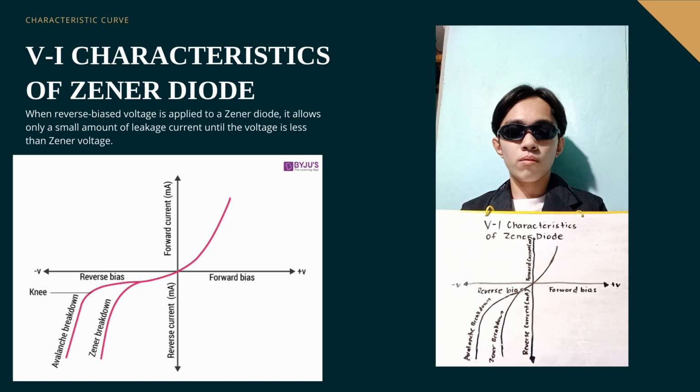So, sa reverse characteristics of Zener diode, when a reverse voltage is applied to a Zener diode, initially, a small reverse saturation current I0 flows across the diode. So, this current is due to the thermally generated minority carriers. So, yung reverse voltage ay tumaas at a certain value of reverse voltage, the reverse current ay tataas din drastically and sharply.